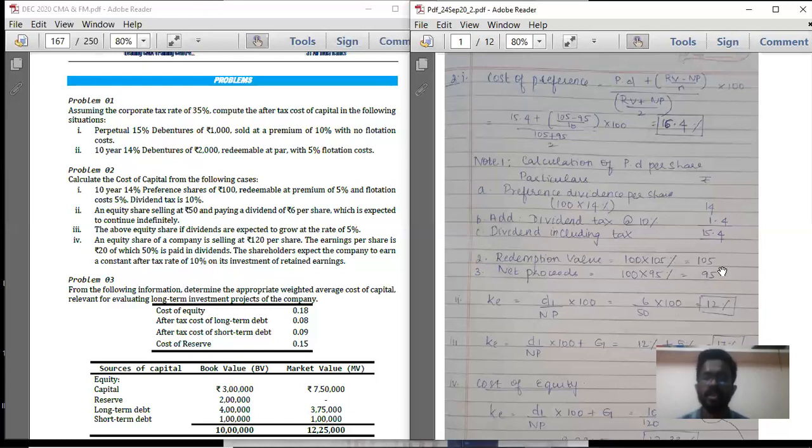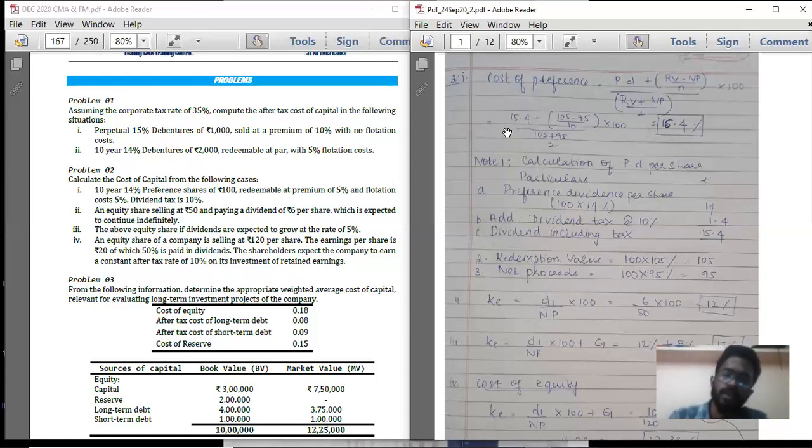Below that, working note number 3: net proceeds is equal to. Here there is 5% flotation cost, which should be reduced from the total preference share value. That is 100 minus flotation cost, you will get the net proceeds. So net proceeds is equal to 100 into 95%, since 100 minus 5% flotation is 95%. So 100 into 95% is equal to 95. So redemption value is 105, net proceeds is 95, dividend payout is 15.4. Using this, you can easily find the cost of preference.